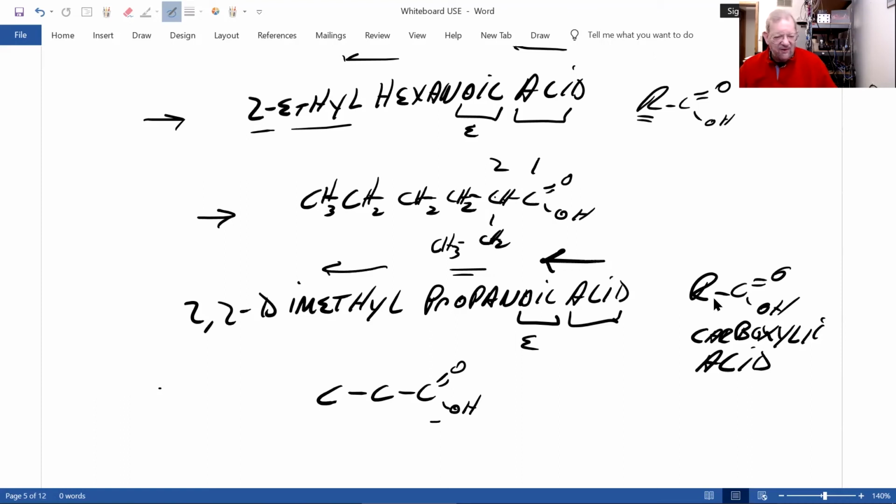So I keep on going, ooh, methyl, dimethyl, that means there are 2 of them. And where are they? Both of them are on carbon 2. This is 1, this is 2. So I have a methyl there and a methyl there. I'll put in these hydrogens and I'm done. That's 2,2-dimethylpropanoic acid. And that's how you name carboxylic acids.